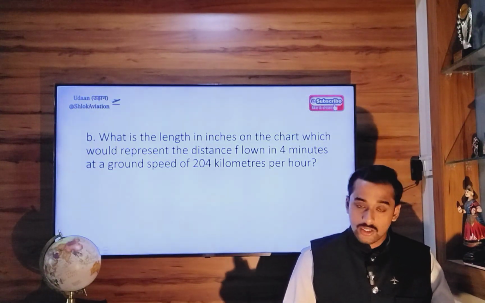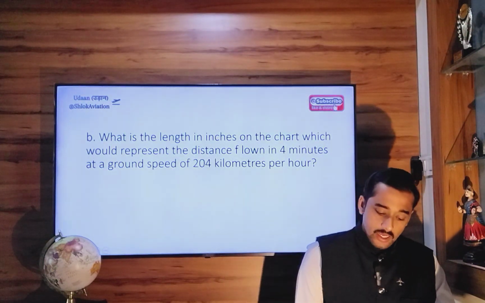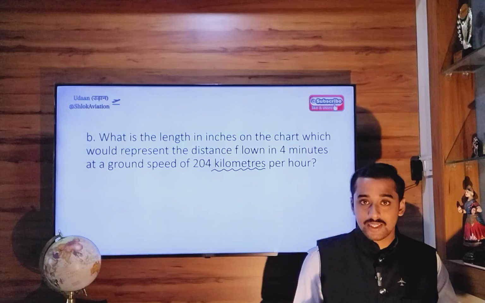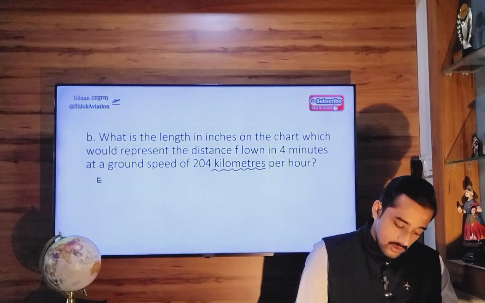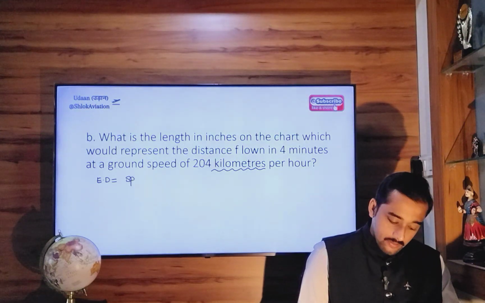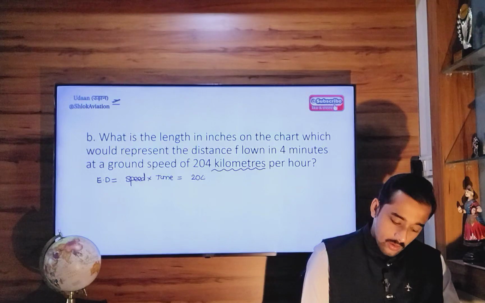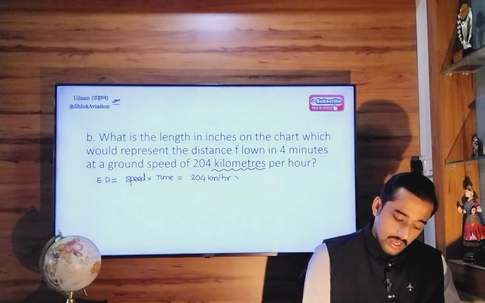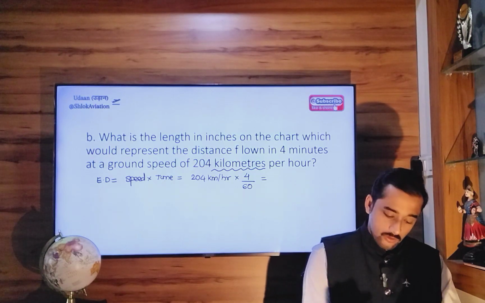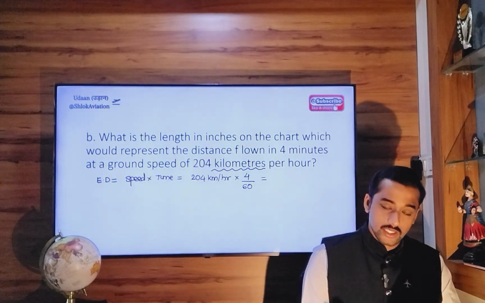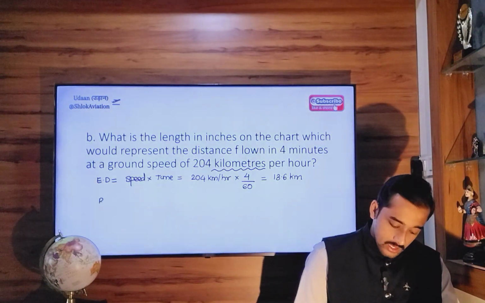What is the length in inches which would represent distance flown in 4 minutes at a speed of 204 kilometers per hour? It's not knots, it is kilometer per hour. So pay attention to the unit. So your earth distance will be equivalent to speed into time. Speed is 204 kilometer per hour. Time is 4 minutes, so 4 by 60. So 204 into 4 divided by 60 is 13.6 kilometers. So earth distance is 13.6 kilometer.